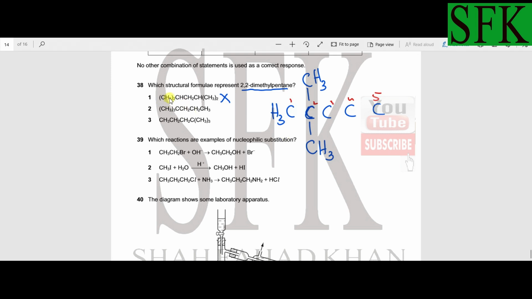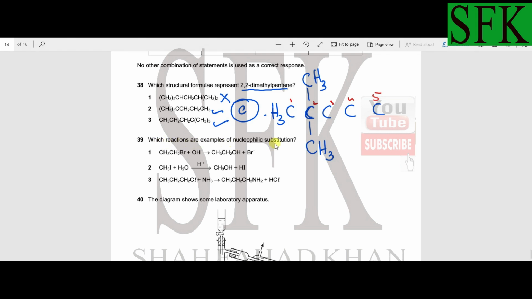It doesn't even have 5 carbon atoms. Actually, 5 carbon atoms, 6, 7. The carbon atoms are correct, but the arrangement is not correct. The second carbon must have 3 methyl groups attached to it. So if one is wrong, by default 2 and 3 are correct, and C is the correct answer. Okay, 39. Let's move on to the second last MCQ of this paper.